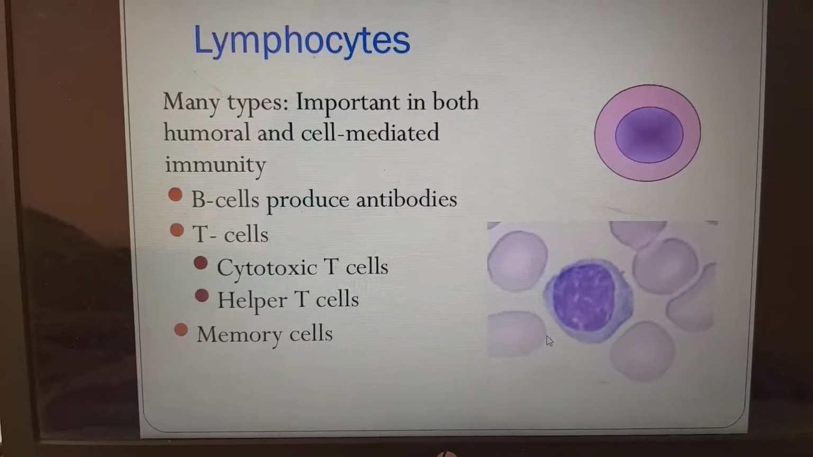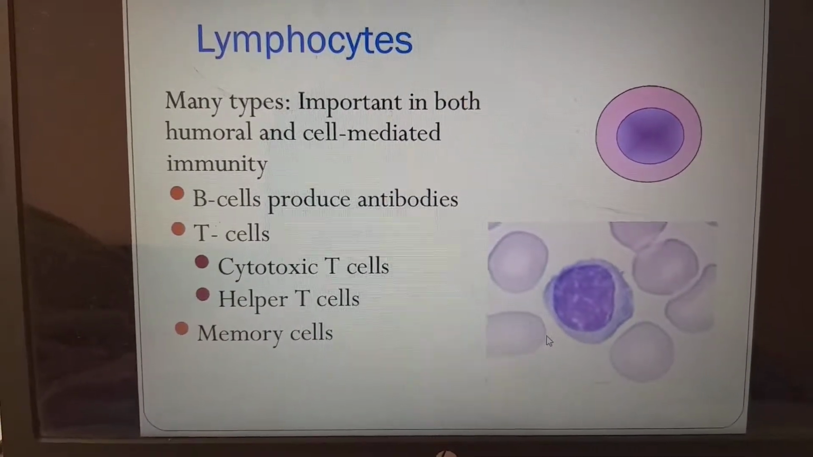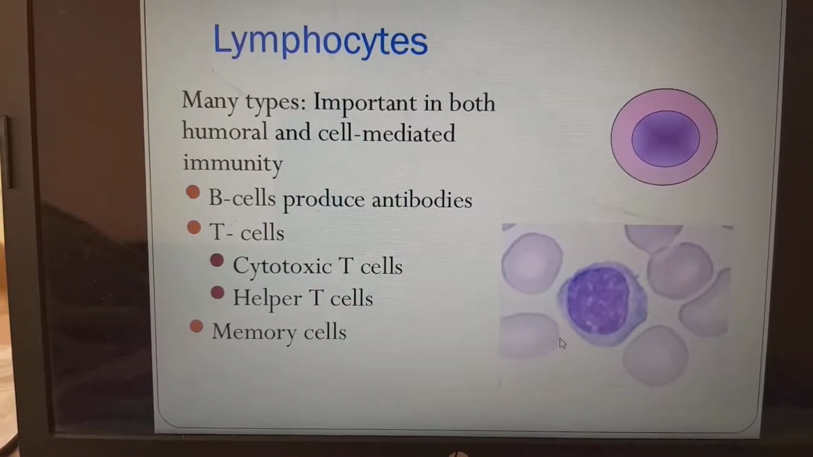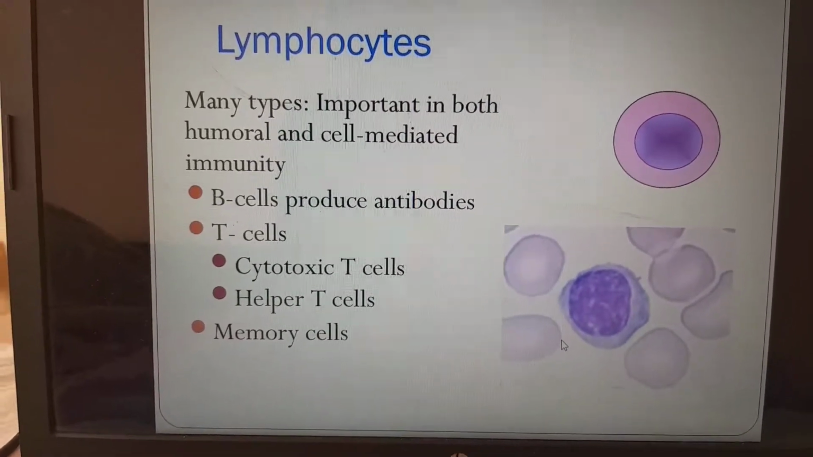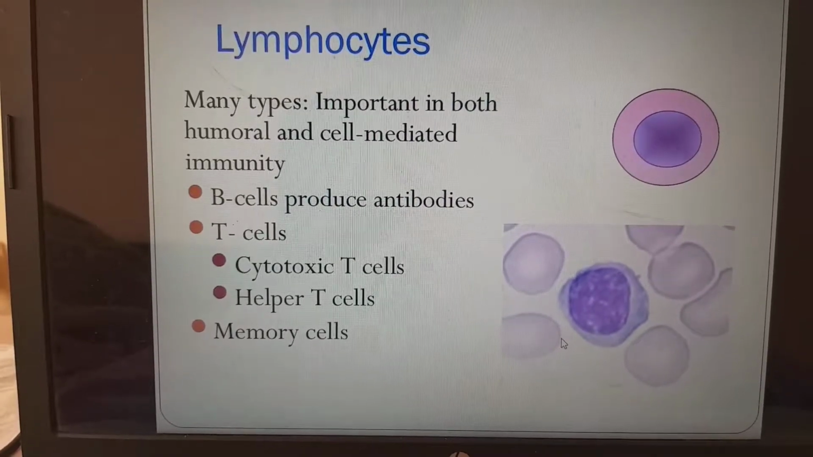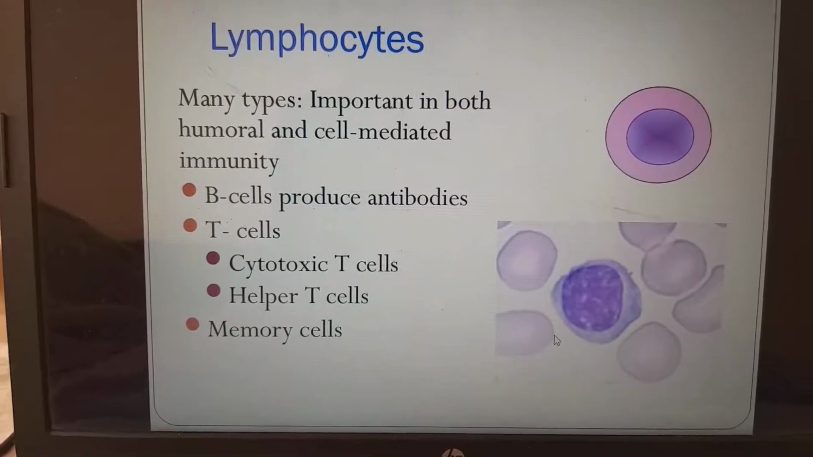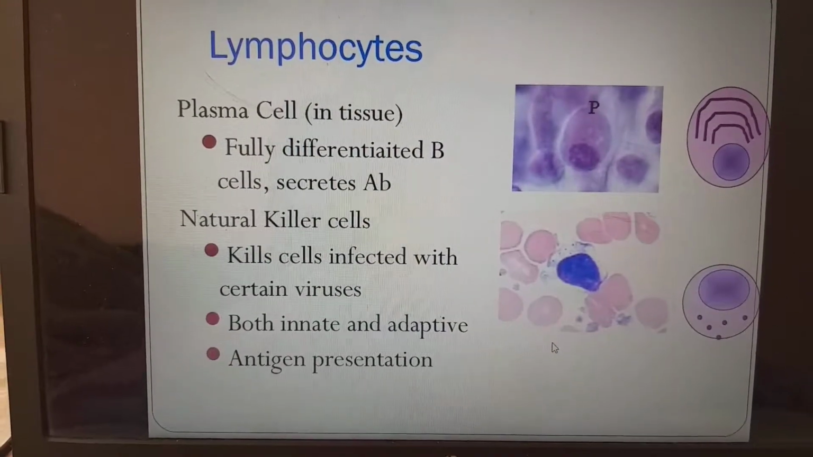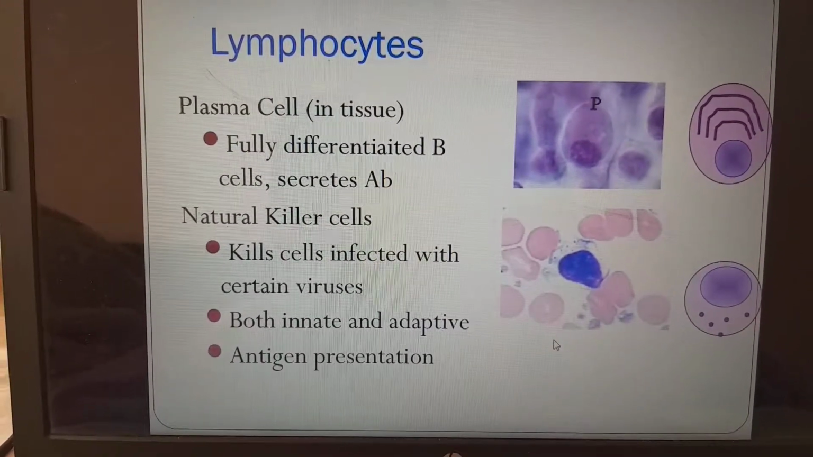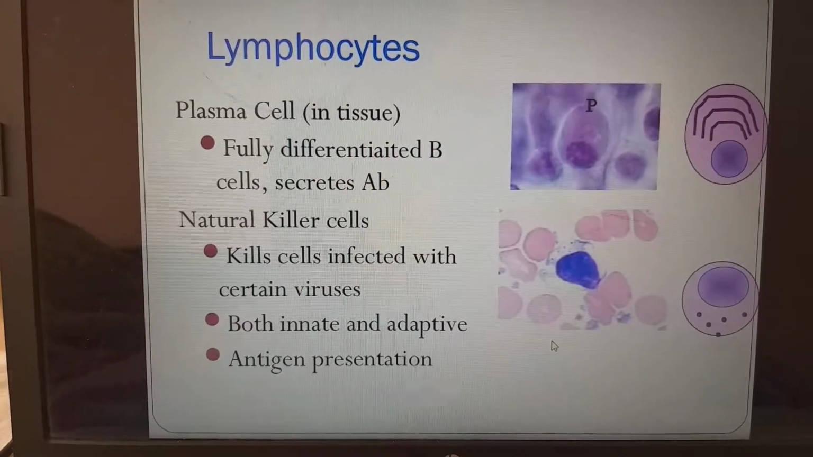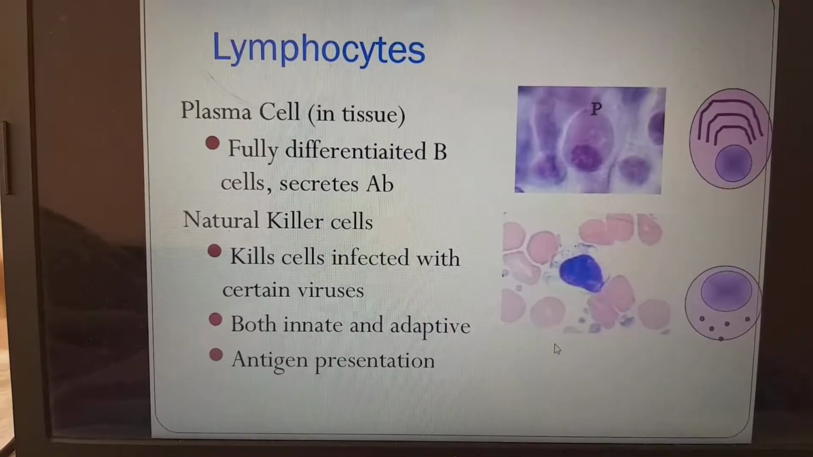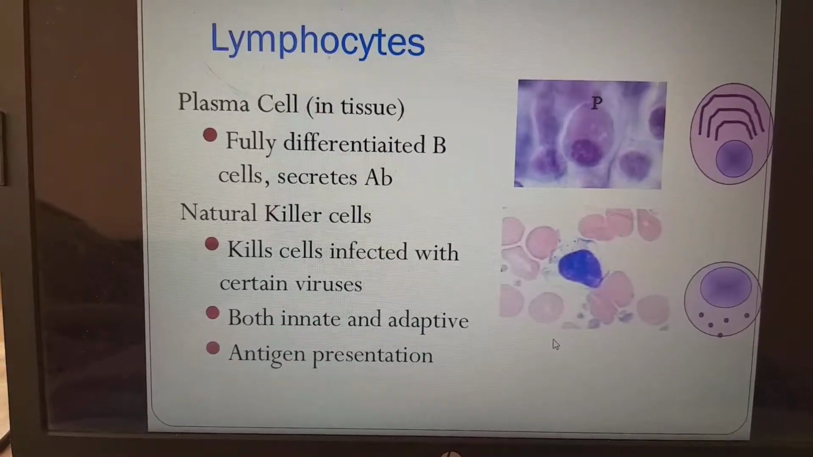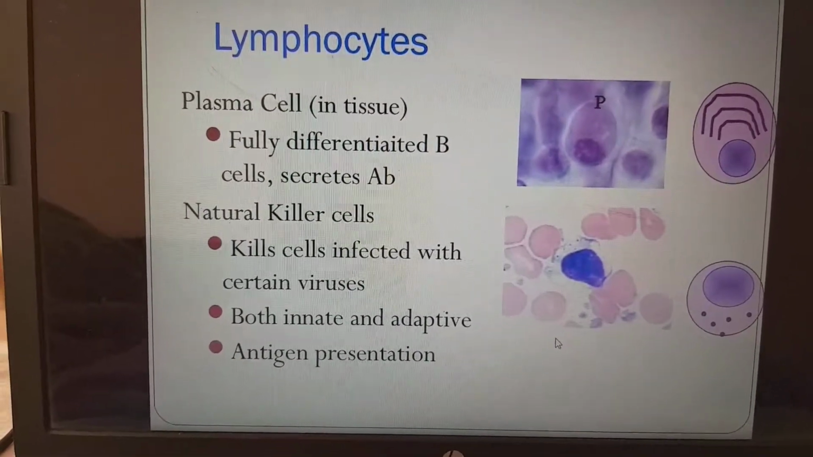Lymphocytes. There are many types, important in both humoral and cell-mediated immunity. We have B cells, which produce antibodies. T cells include cytotoxic T cells and helper T cells. And we have one more type, which is also called memory cells. Plasma cell in tissue: fully differentiated B cells which secrete the antibodies. Natural killer cells kill cells infected with certain viruses. Both innate and adaptive immunity, antigen presentation will be there.